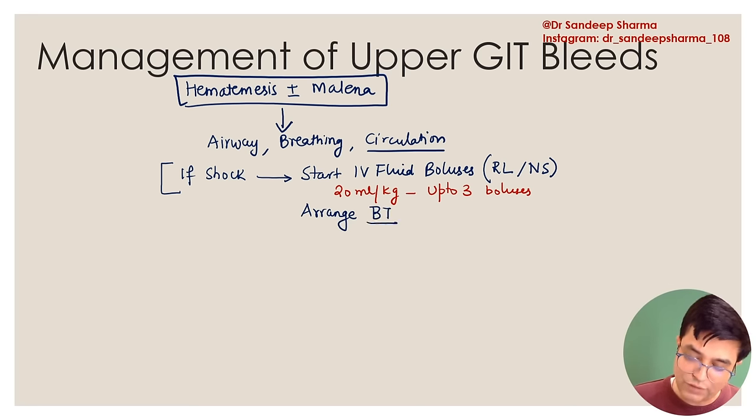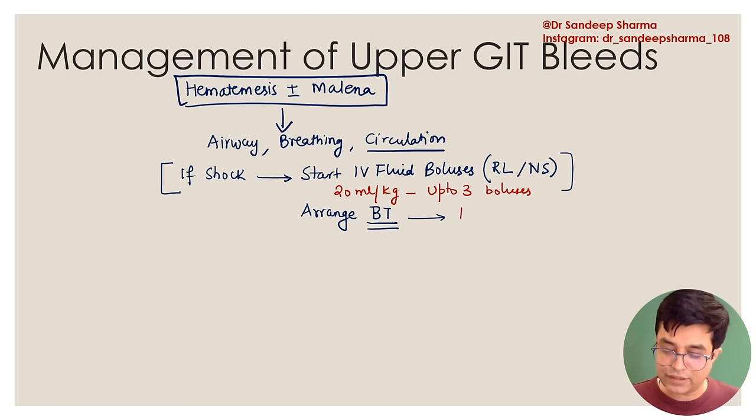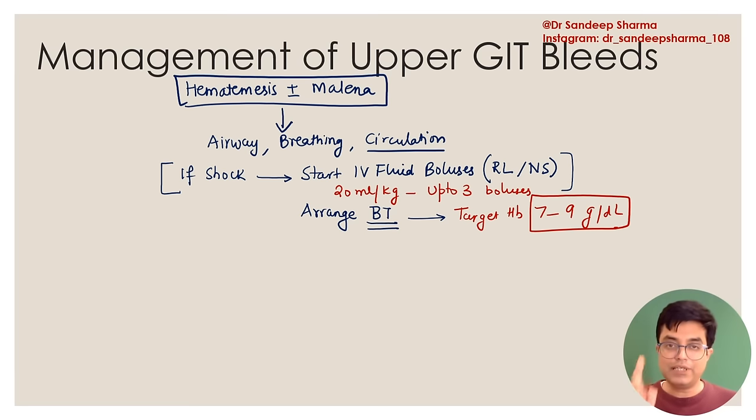You will arrange for blood transfusion, right? Now, a very important thing to understand. Blood transfusion jab aap denge, to kitna target rakhna hai? The target hemoglobin in the patient should always be 7 to 9 gram per deciliter. Kuch books mein 7 to 8 mentioned hai. Kabhi bhi 9 ke upar nahi lekar jana. Over transfusion nahi karna, very important.